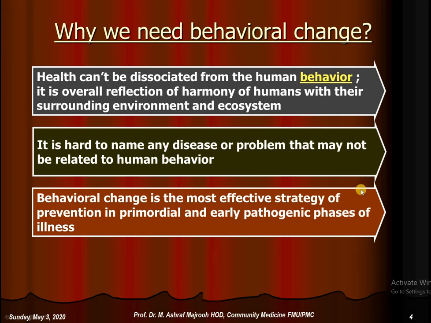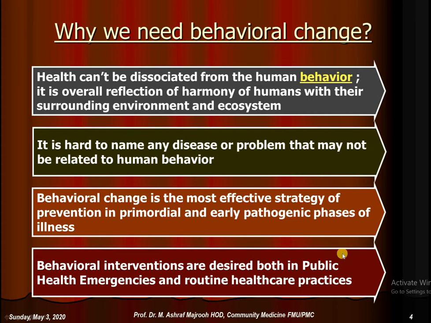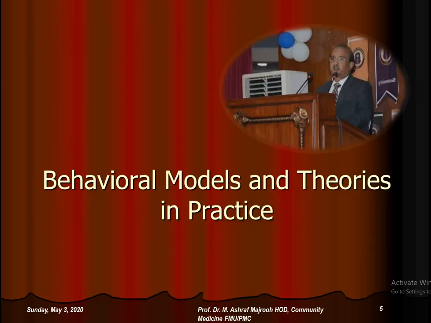Behavioral change is the most effective strategy of prevention in the primordial and early pathogenic phases of illness. Behavioral interventions are desired in both public health emergencies and routine public health practice. As you know, COVID-19 is a public health emergency of international concern, and it demands very difficult behavioral change, that is self-isolation, social distancing and self-quarantine. These are very difficult behaviors demanded by this calamity. So behavioral change is needed in both communicable and non-communicable diseases, and to deal with the underlying risk factors. So let us see some behavioral theories and models in practice.